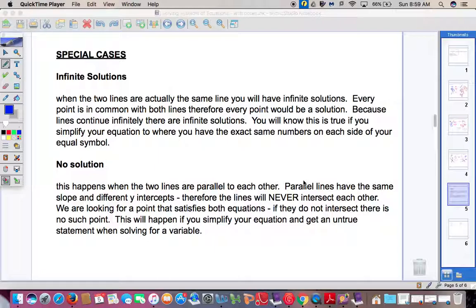No solution is going to be the second, and no solution happens when two lines are parallel to each other. Parallel lines have the same slope and different y-intercepts, and therefore they will never intersect each other. If you're looking for a point that would satisfy both equations and the lines never intersect, there's never going to be a point. This happens when you simplify your equation and get an untrue statement when solving for a variable, like 0 equals negative 20 or 2x equals negative 6x.